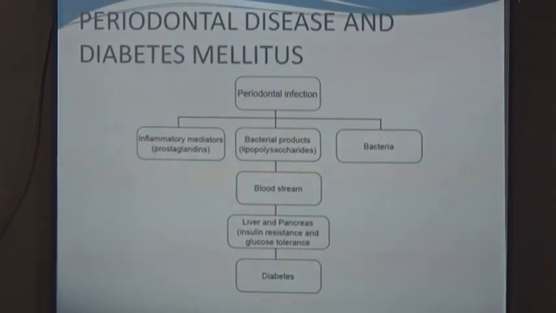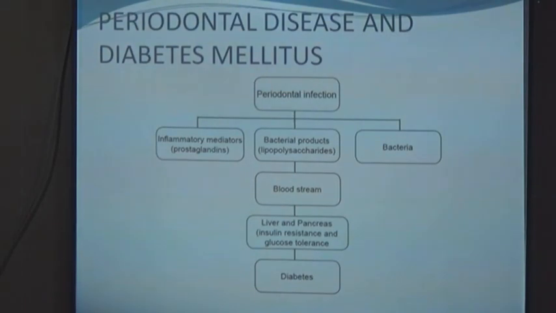In diabetes, usually they say diabetes and periodontitis have a two-way relationship. Those who have periodontitis have a high chance of diabetes. Those who have diabetes have a high chance of periodontitis. That is because there will be thickening of the vessels, and there is no proper blood supply to the gingiva and other supporting structures. Naturally, they will have periodontitis. See, periodontal infection, inflammatory mediators and bacterial products enter the bloodstream, reach the liver and pancreas, and there will be insulin resistance, glucose intolerance and diabetes. So it is related both ways.